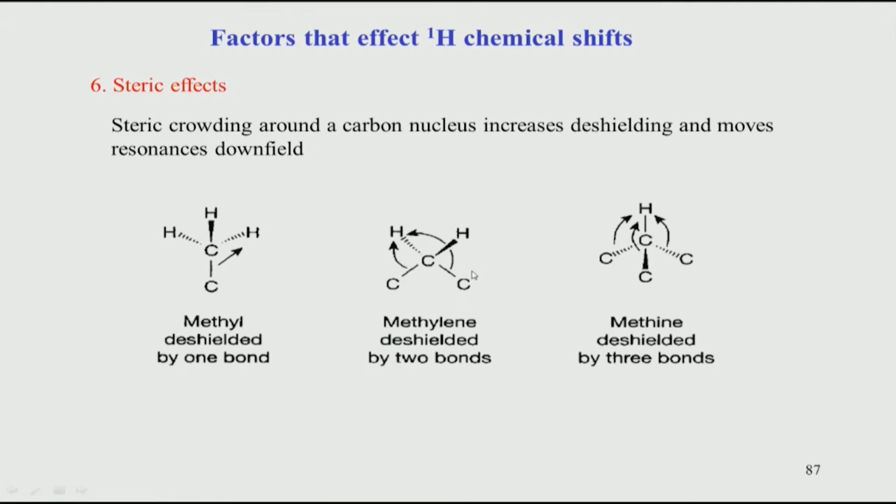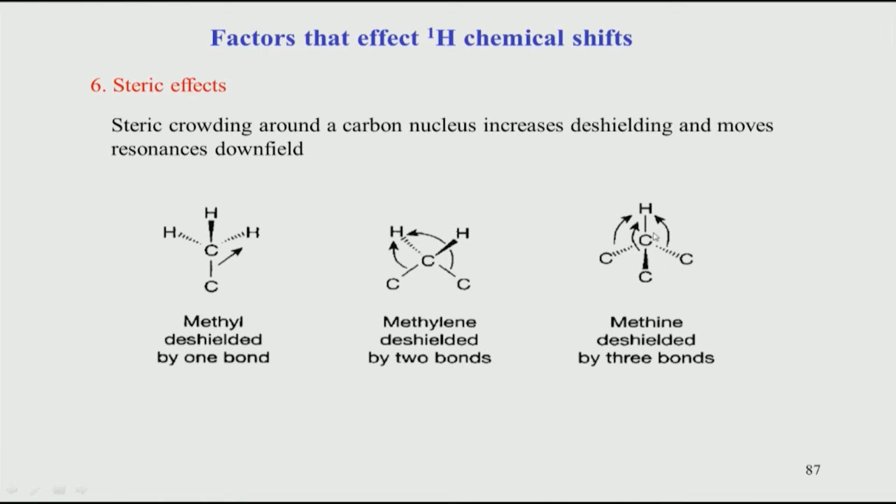Similarly, if I keep adding more and more carbon atoms, when you have a secondary carbon, tertiary carbon, you can see that the hydrogen atom gets more and more deshielded. So, in this particular example, these 2 hydrogen atoms are now experiencing the steric effect of 2 more carbon atoms compared to 1 here, and therefore, these 2 will be more deshielded compared to these hydrogen atoms.